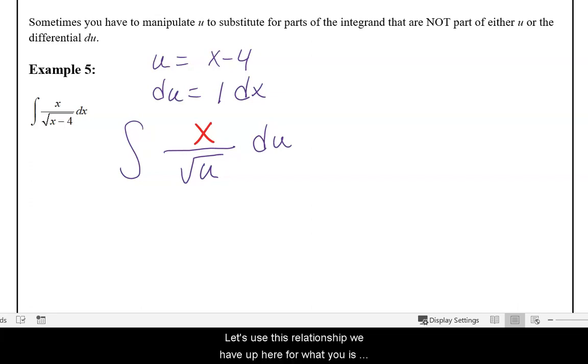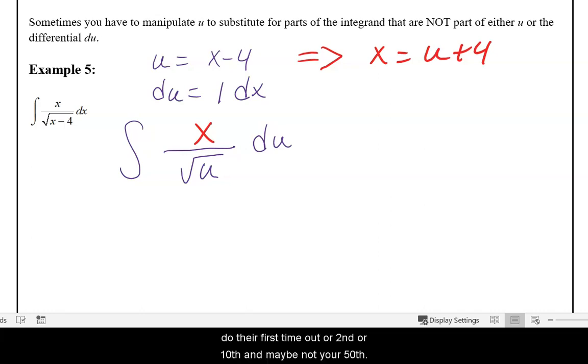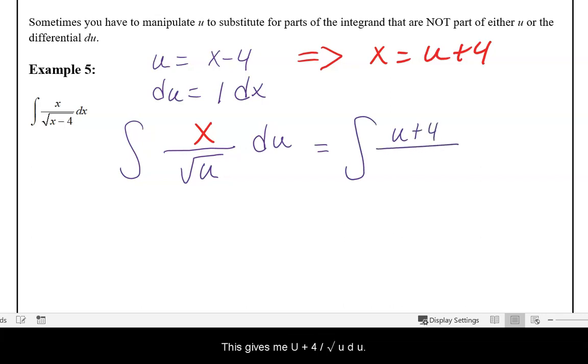Let's use this relationship we have up here for what u is to find out what x is. I can do that. If u equals x minus 4, then x must be u plus 4. Very tricky. Not something that most people would think to do their first time out, or second, or 10th, and maybe not your 50th. We're going to replace x then with u plus 4. This gives me u plus 4 divided by the square root of u du.